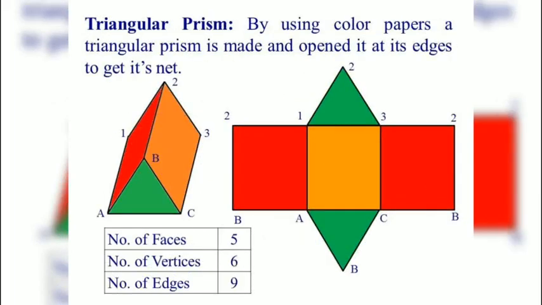Triangular prism. By using color papers, a triangular prism is made and opened at its edges to get its nets. So this figure shows the nets of a triangular prism. So a triangular prism has number of faces 5, number of vertices 6 and number of edges 9.